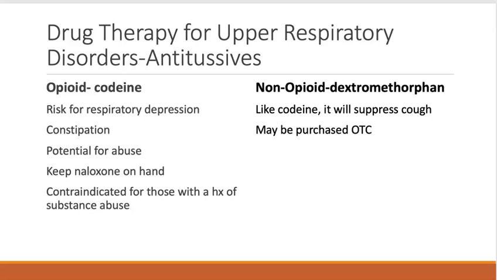It can be used for patients who have a significant cough. And so you sometimes will see codeine in a prescribed medication for patients. So this is not something they can go in and buy over the counter. It would have to be prescribed. A non-opioid antitussive is dextromethorphan. So this is one that is usually in cold medications.